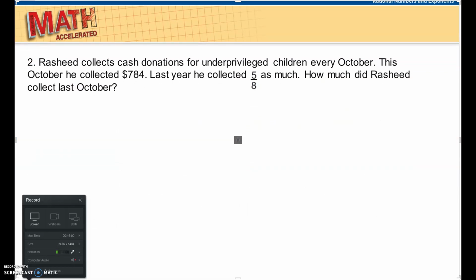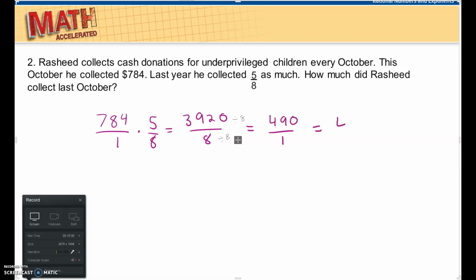Okay, so again, pause your video and try your best to work out this problem. Very similar to the one we just did. Ready, set, go. Okay, now that you worked it out, let's see if you got it right. So we're going to multiply 784, we'll write it over 1, times 5/8. So we get 784 times 5 is 3920 over 8. And then if we simplify that, we can divide these both by 8, luckily. And we get 490 over 1. And just like how we added a 1 here, we can just take off that 1, because really that just means 490.